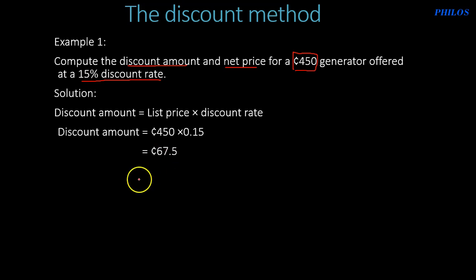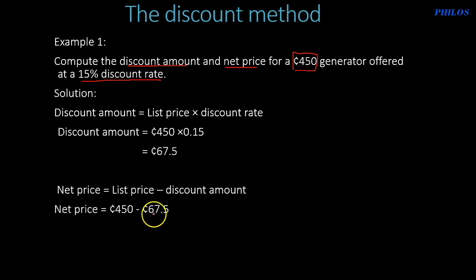Now, to find the net price, let's also recall the formula for the net price. The net price is equal to the list price minus the discount amount, isn't it? So, since we know the list price to be 450, we are going to substitute that here too. The minus, now we've gotten the discount amount to be 67.5 cedis, so we substitute that here also. So let's do the substitution. So we have 450 cedis minus 67.5 cedis. So take your calculator and then enter 450 minus 67.5. You will get 382.5. Okay, so that is 382 cedis 50 pesewas.